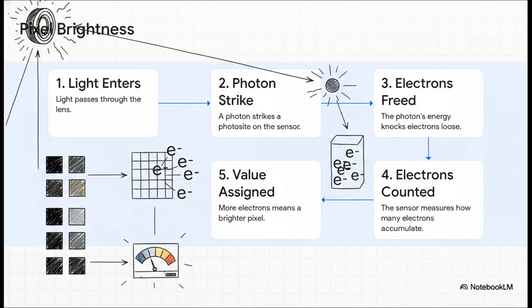So, let's walk through that again. Light comes through the lens. A photon hits one of those little photosites, knocking some electrons free. The sensor then measures exactly how many electrons were freed, and that electron count gets converted into a brightness value. It's really that simple. More electrons equals a brighter pixel. It's a direct conversion of light energy into a digital number.